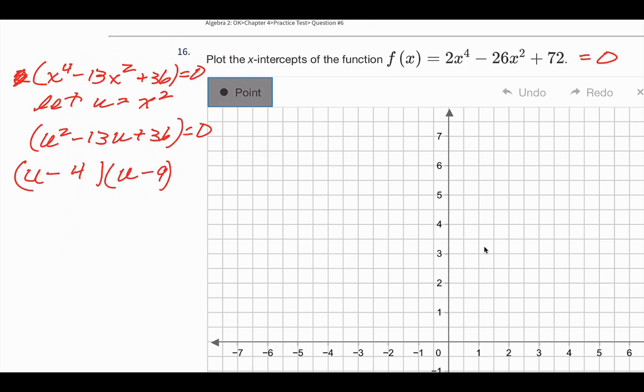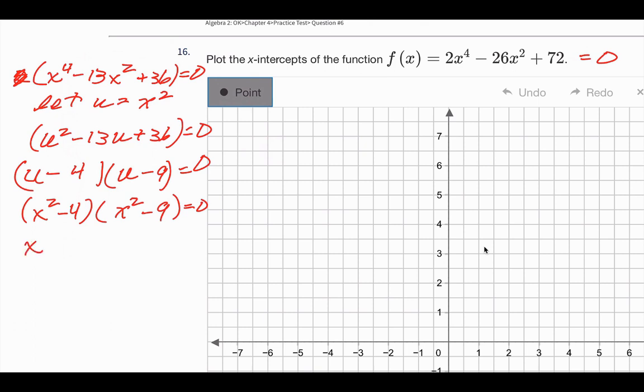So now remember, we let u equal x squared. So now I'm just going to plug that in. So I'll have x squared minus 4 and I'll have x squared minus 9. Hopefully now you see that as a difference of squares on both of them.